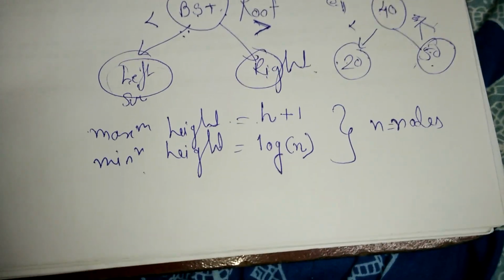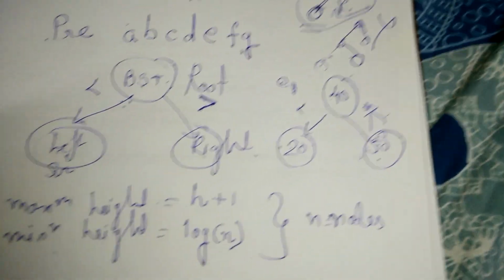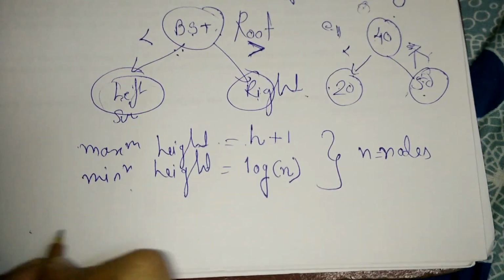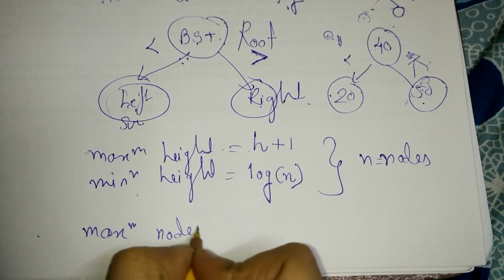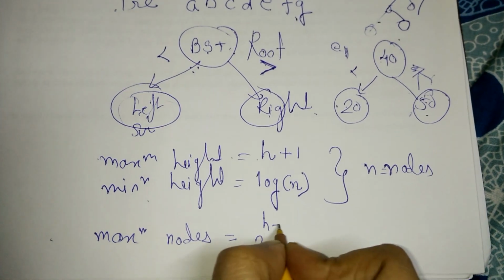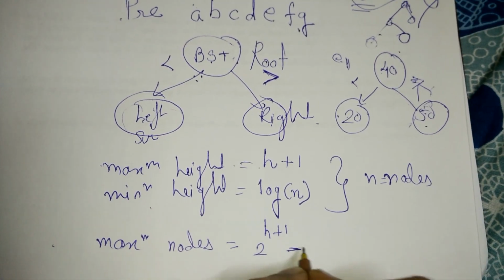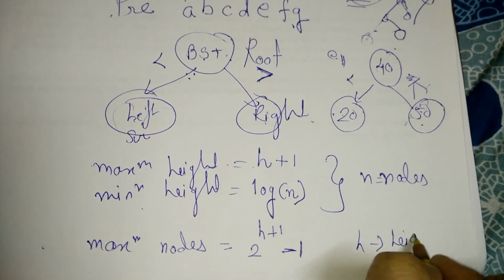Now, how to find the value of h? For that also we have a formula. The maximum nodes is equal to 2 to the power h plus 1, minus 1, where h is the height of your tree.